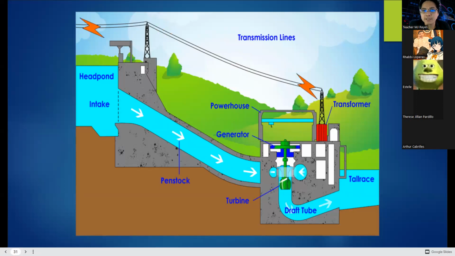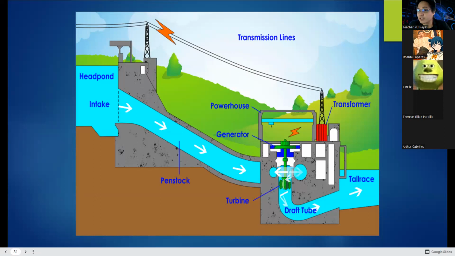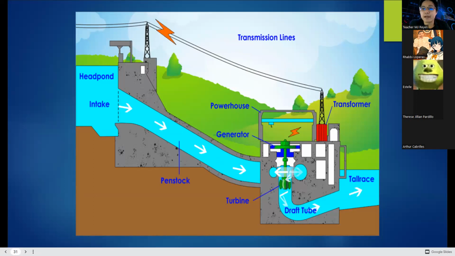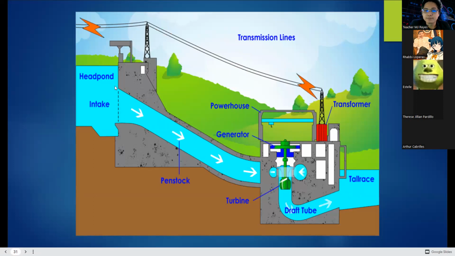From the transmission lines, it will go to the houses, but it will pass through what? Through the posts near the houses to lower the high voltage transmission to 220. And then there you go. We generated electricity through the current of water.